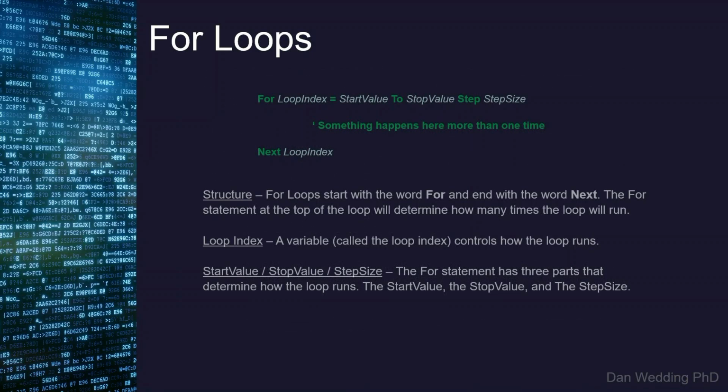For loops start with the word for and end with the word next. The for statement at the top of the loop will determine how many times the loop will run. A variable, called the loop index, controls how the loop runs. The for statement has three parts that determine how the loop runs: the start value, the stop value, and the step size.